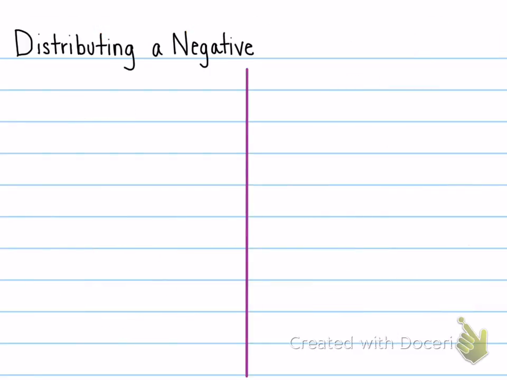Okay, there's one more thing that I think is really important to understand, and that is the idea of distributing a negative. In my experience, I have noticed that people often don't notice that this is happening, so you really want to make sure you're watching the numbers that you're working with. An example of this would be a problem like 6c minus 4 times 2c plus 3.